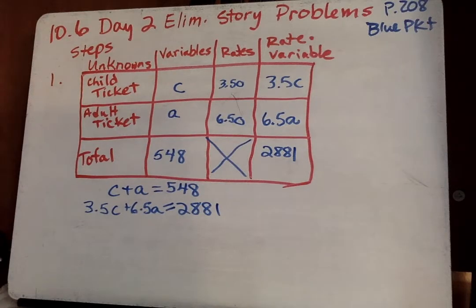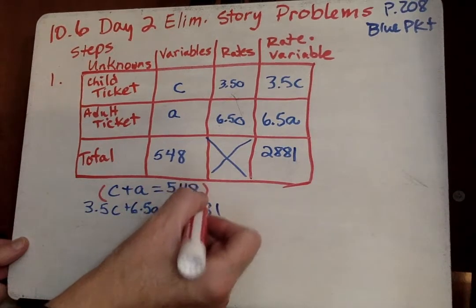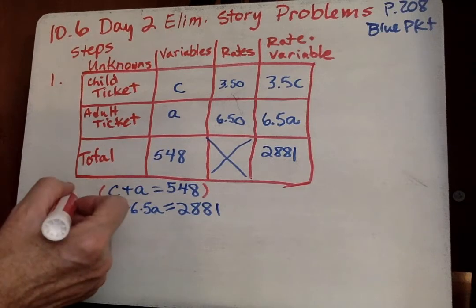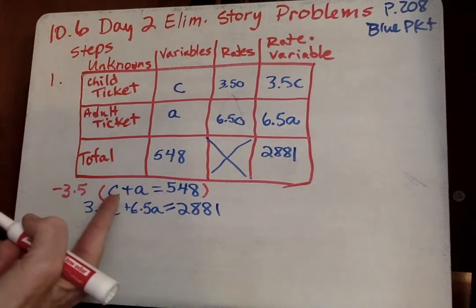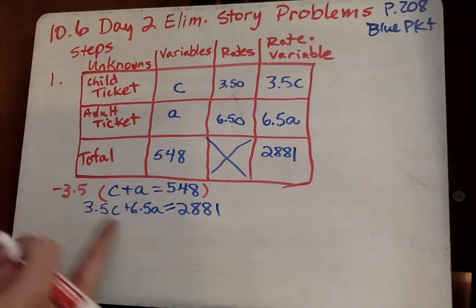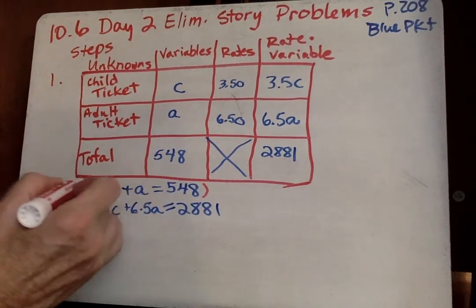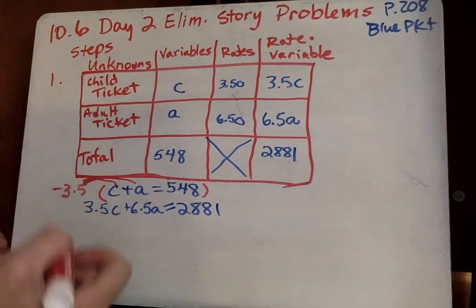All right. Now we're going to multiply one of them so we can eliminate it. So we're going to multiply this one by negative 3.5. And then that will make it negative 3.5c and a positive 3.5c. And we will eliminate the c's, and then we can solve for a. So if I do that, again, remembering that we need to multiply everything on the inside by the 3.5.